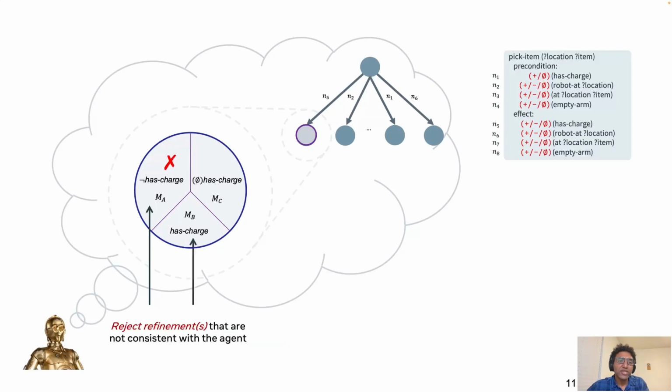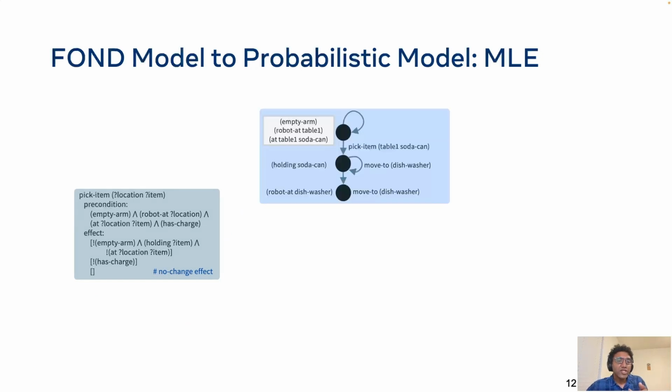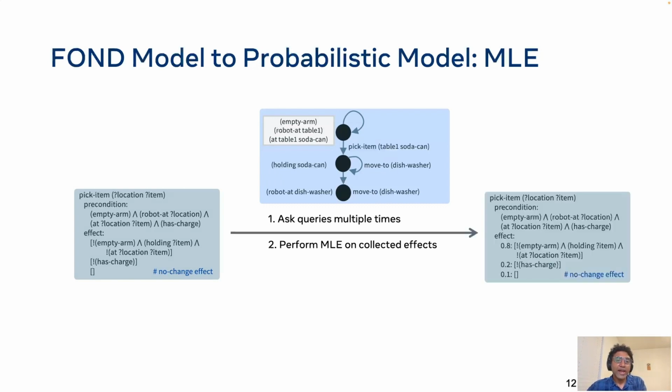We do this process and this gives us a non-deterministic model for the agent. Then what we do is convert this non-deterministic model into a probabilistic model. For each query, we ask that query multiple times to the agent, and based on the collected effects, we just do a simple MLE to get the probabilities of each set of effects.